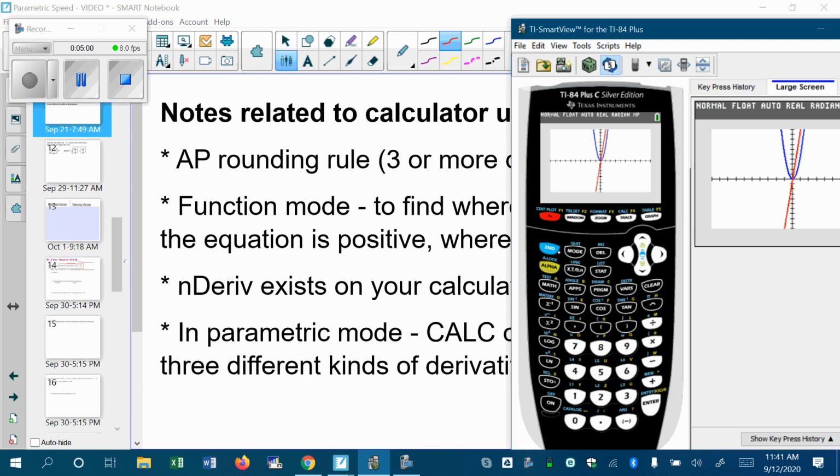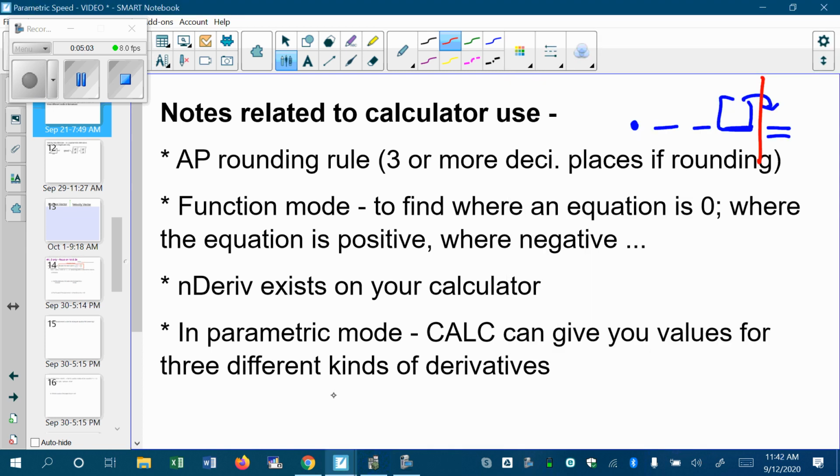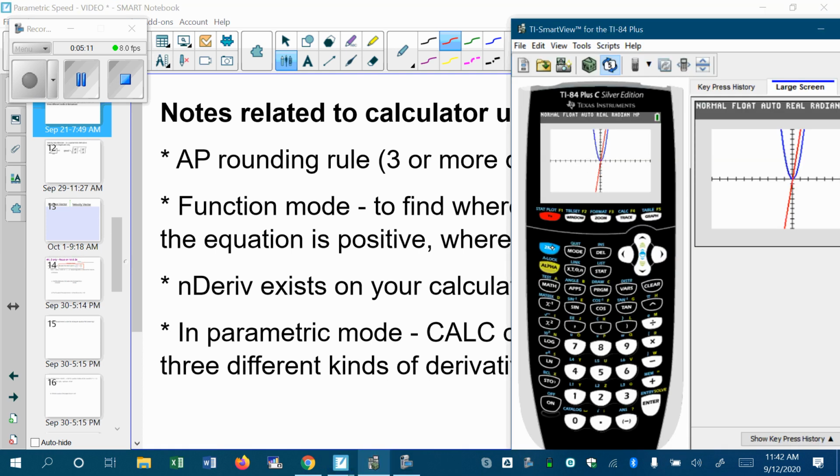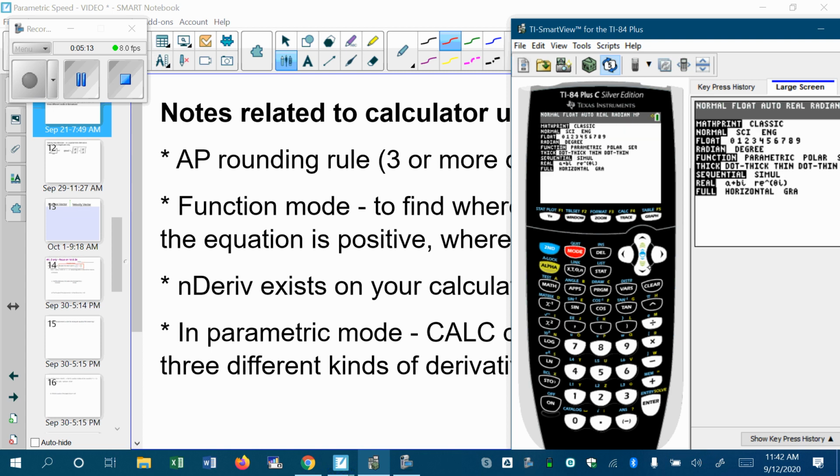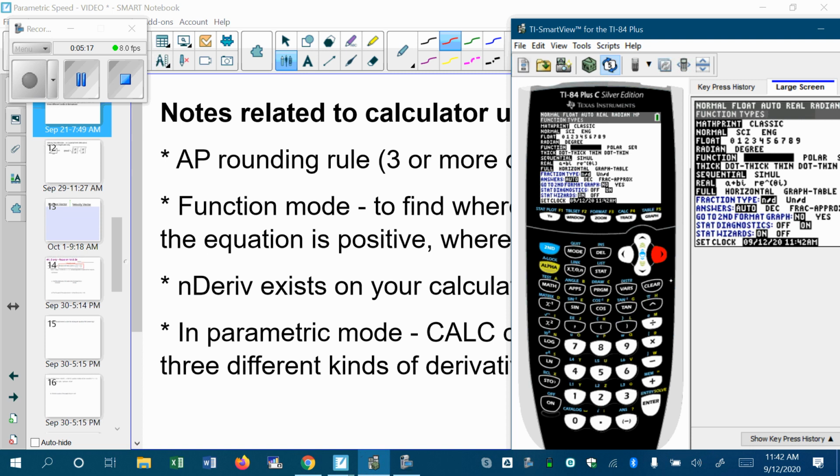Okay, so I hope that you knew that from math analysis, and if not, hopefully you know it now. I also wanted to point out in parametric mode, the calc menu can give you some more things. So let's go back. I had this example from the other video that I recorded in this unit. So you might recognize the graph.